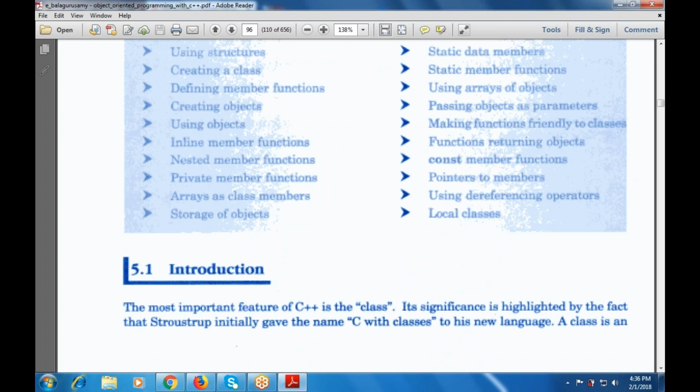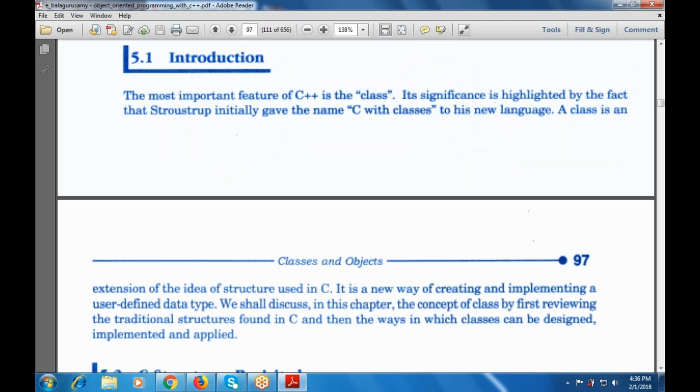Let's start with the introduction of the topic. The most important feature of C++ is the class. It was initially called C with Classes, a new language, and it is an extension of the idea of the structure that is used in C.